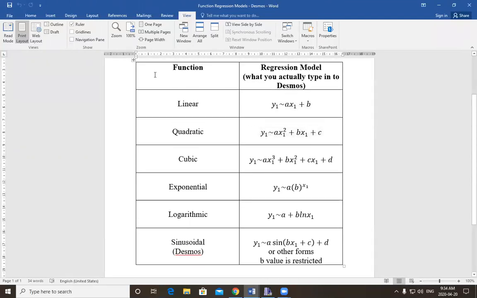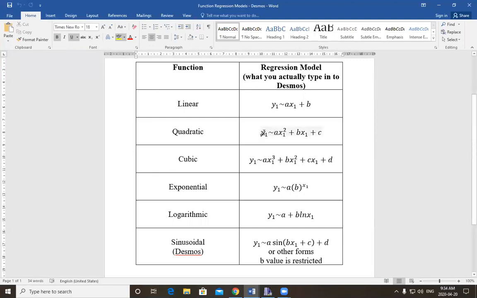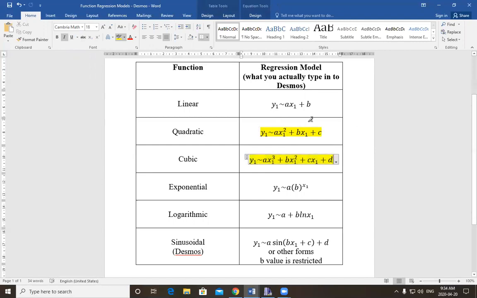So for polynomials, we'll be referring to the quadratic and the cubic. So note that in a regression model, there is no equal sign, okay? There is the tilde symbol. Notice as well that there is a number 1 underneath the y and the x, and that refers to the data table that we are going to insert into Desmos. Okay, so this is not actually an equation yet, because remember that an equation needs an equal sign.